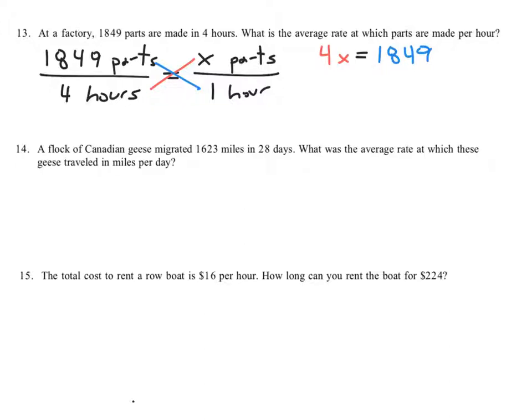And now when we divide both sides by 4, we get, oops, sorry about that. We get 4x divided by 4 equals 1,849 divided by 4. And we will then get x is equal to, and what I need to do now is divide, and I'm going to zoom in on my page here and do this problem here. 1,849 divided by 4.